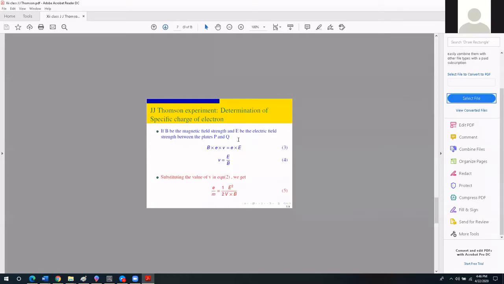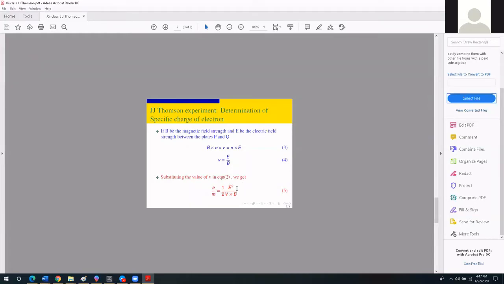Now, if B is the magnetic field strength and E the electric field strength between the plates P and Q, then the magnetic force Bev must be equal to the electric force eE. Then v equals E divided by B, electric field E divided by magnetic field B. Then we substitute this value of v in equation 2, and we get e/m.